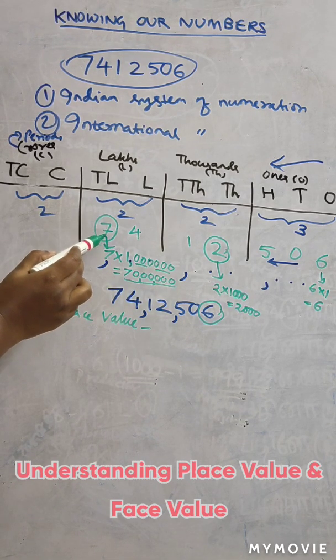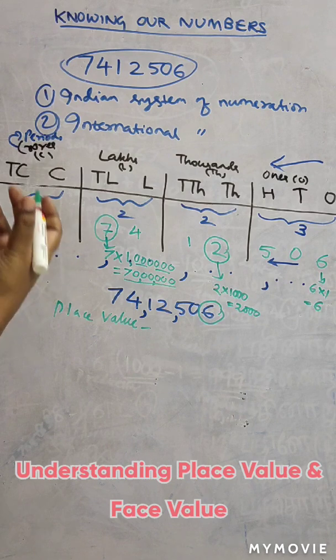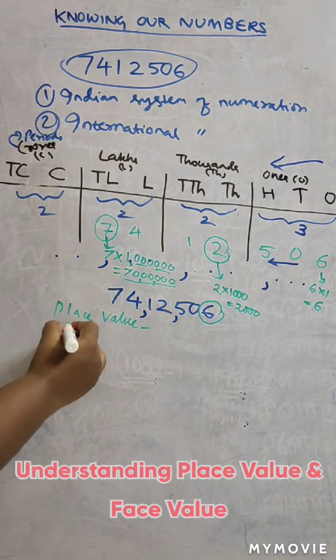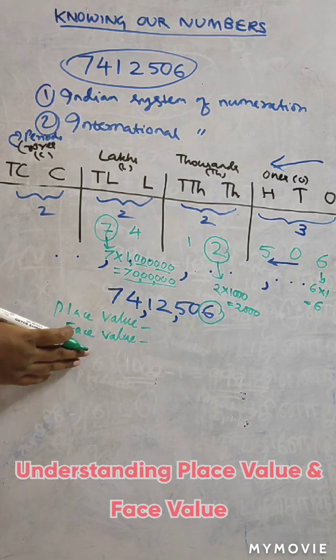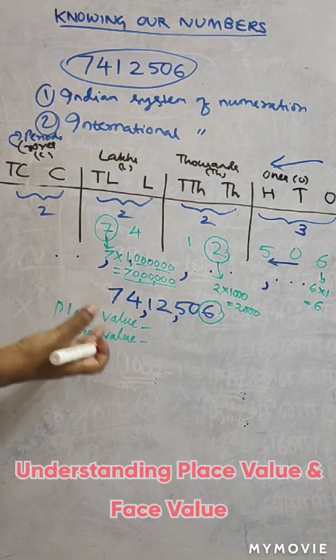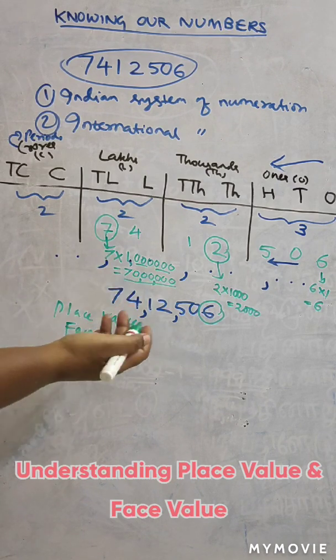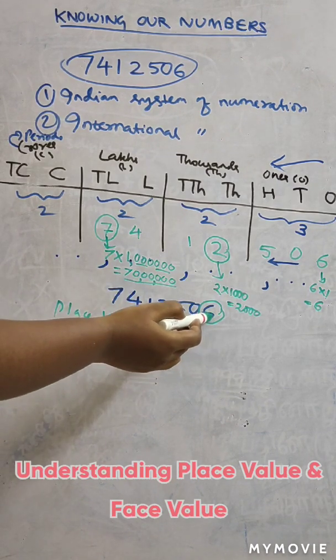Okay, so this is how we find the place value of a given digit in a given number. Now coming on to the face value. Unlike the place value, the face value of a digit in a number doesn't depend upon the position of that digit in the number.